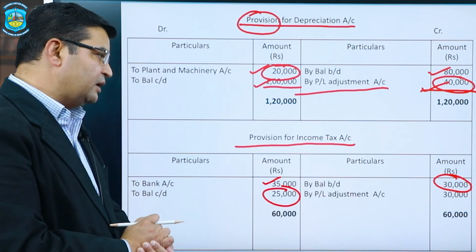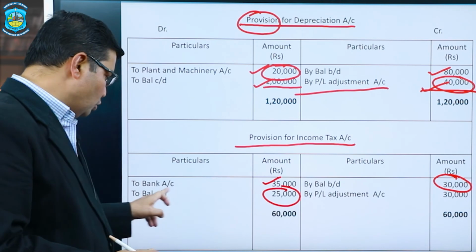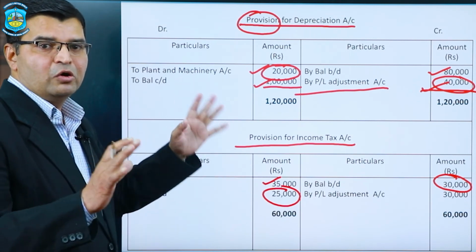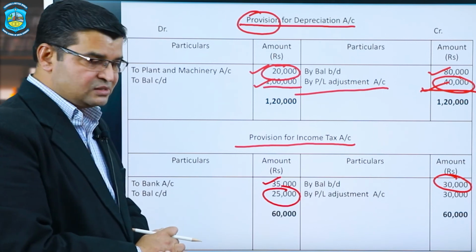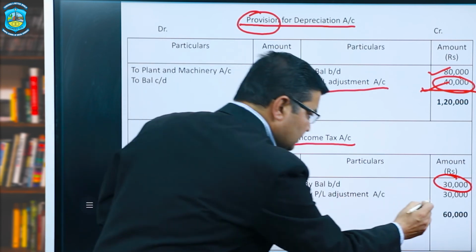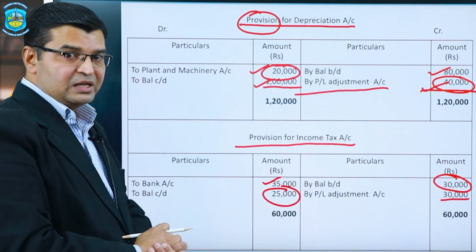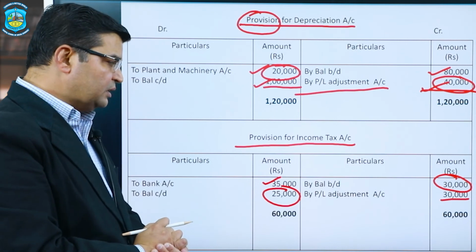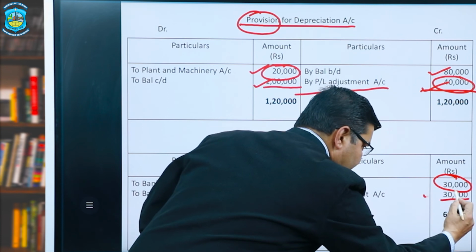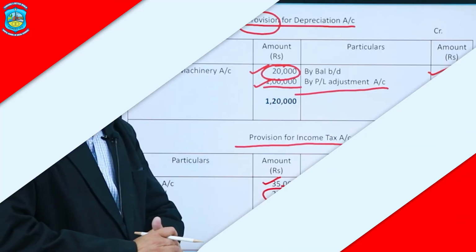So the journal entry is what? This is provision for income tax account debit to bank account worth rupees 35,000. It means we have paid this income tax worth rupees 35,000. So ultimately a total of 30,000 rupees will be left as our balancing figure. It means during the year, it can be said that we have provided this 30,000 rupees for this provision for income tax.